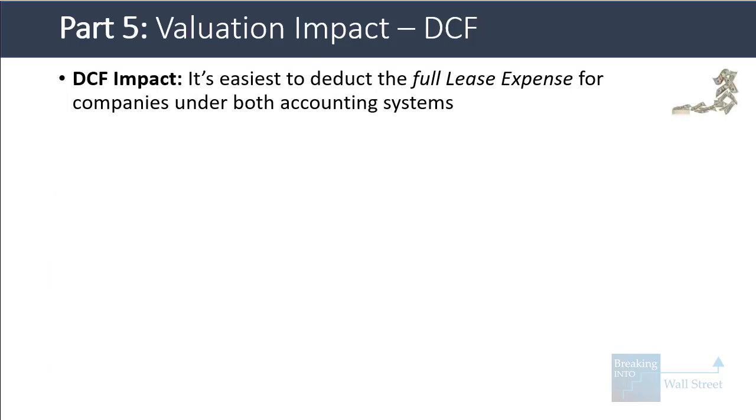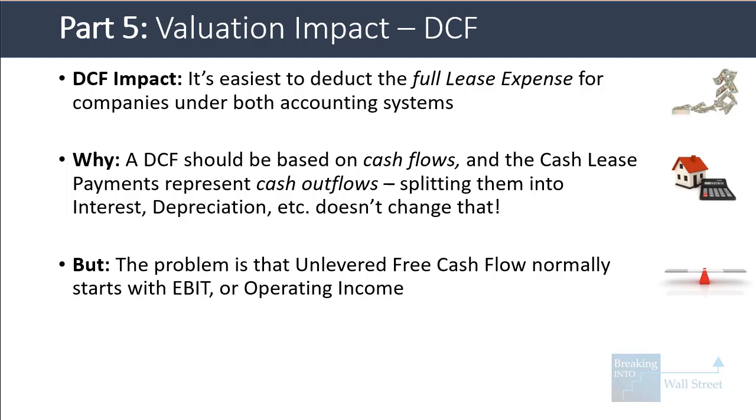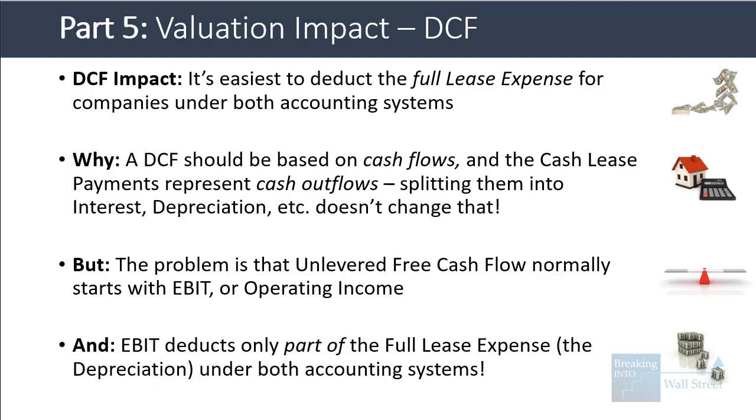Now, as far as the DCF impact here, we think it's easiest to deduct the full lease expense for companies under both accounting systems. The reason is that a DCF should be based on cash flows, and the cash lease payments represent cash outflows. It doesn't matter if a company splits them into interest and depreciation because it's still paying the same amount in cash for its leases. The problem, though, is that unlevered free cash flow normally starts with EBIT or operating income. And the problem with EBIT is that it deducts only part of the full lease expense, the depreciation, under both accounting systems. So we have a weird situation here where EBIT deducts only part of the full lease expense under both accounting systems, which means that some adjustments here are required.